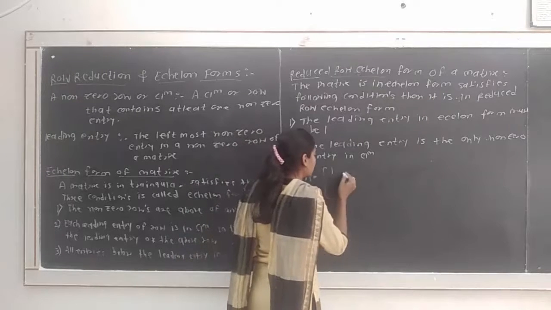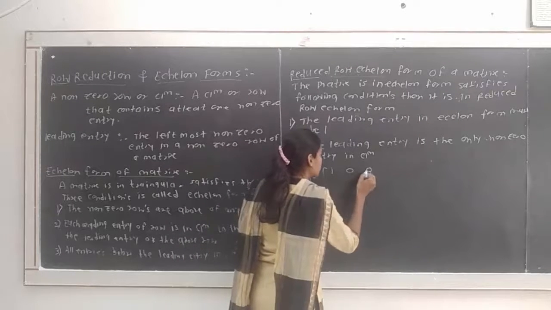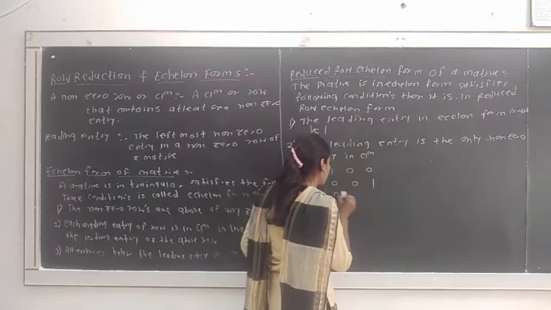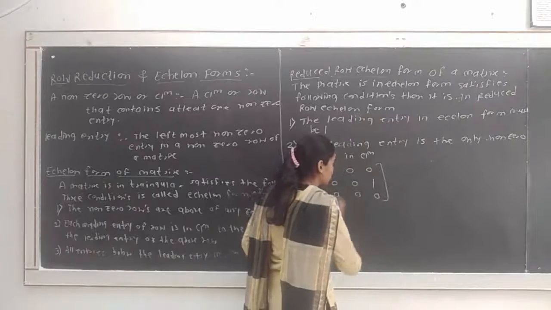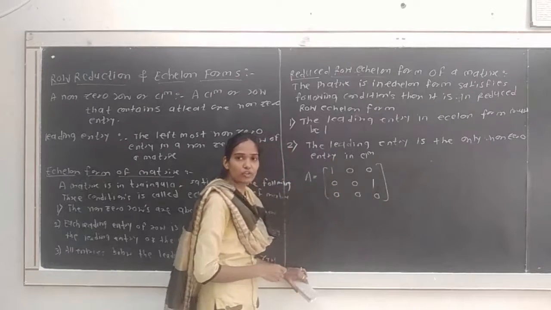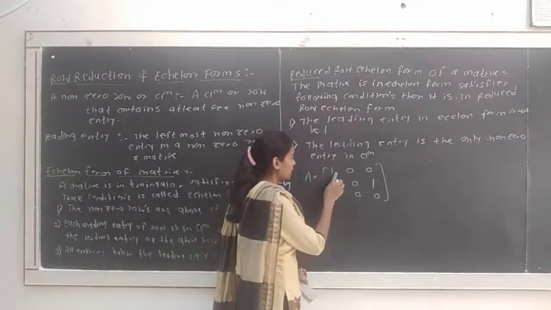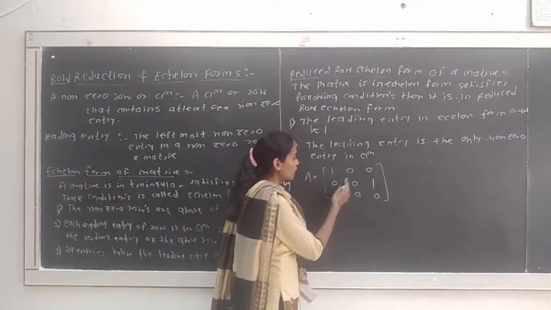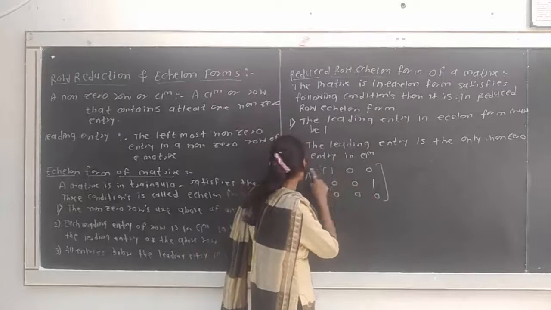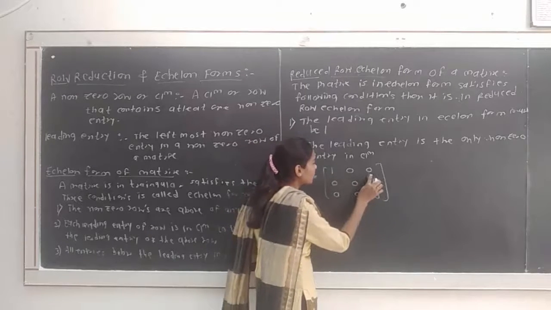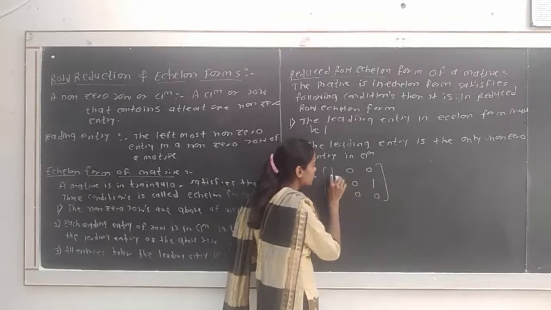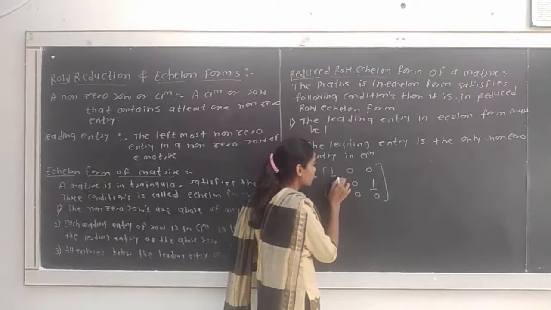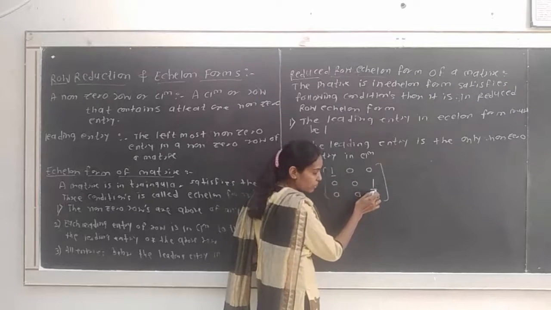Suppose we write here the matrix A, whose first row will be 1 0 0, then second row will be 0 0 1, then third row will be 0 0 0, which is the reduced row echelon form, because here the leading entry will be 1 and below that leading entry the entries are 0. Also this form is the echelon form because the leading entry of the first row will be this and the leading entry of the second row will be this. The leading entry of the above row is to the left of the leading entry of the below row.